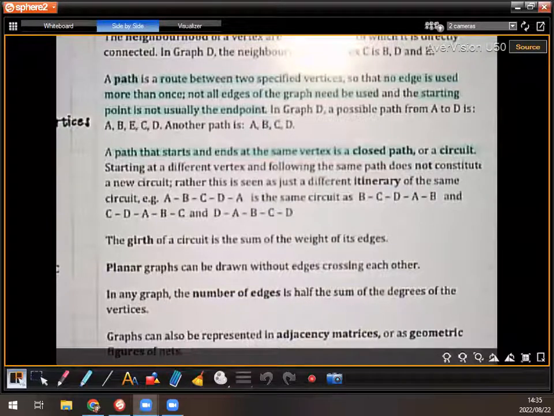Now I'm not going to lie to you, the itinerary, I've never seen that used in graph theory, but what they're saying there is starting at a different vertex and following the same path does not constitute a new circuit, because it's just a different version of that circuit.